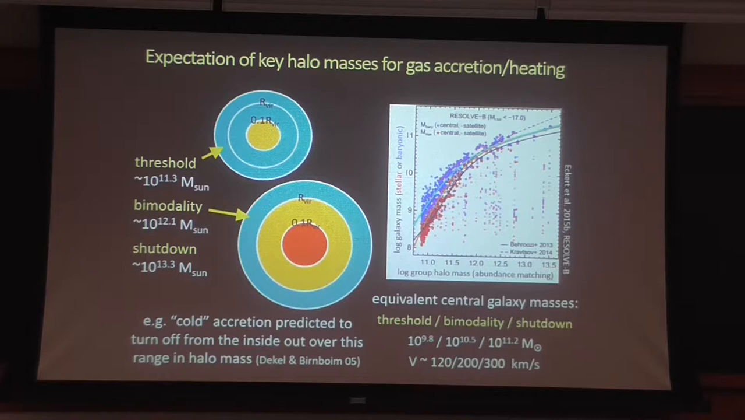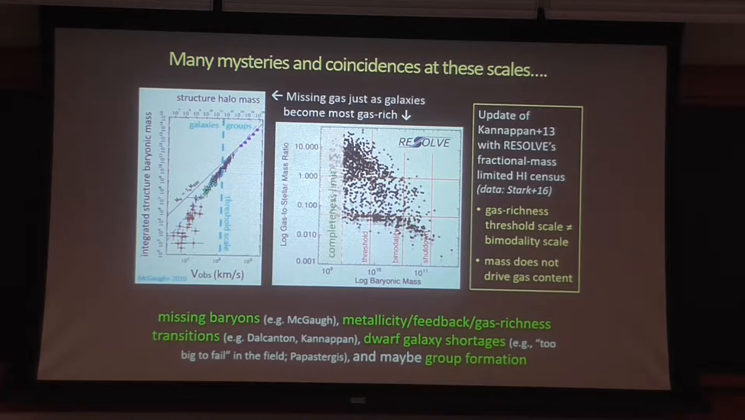So these scales, I know it's a lot of numbers, you should try to keep in your mind as you listen to the rest of the talk. There are many mysteries and coincidences at these scales. One of them, as illustrated in this plot on the left, is the missing baryons problem. This is a summary of the missing baryons problem from McGaugh.